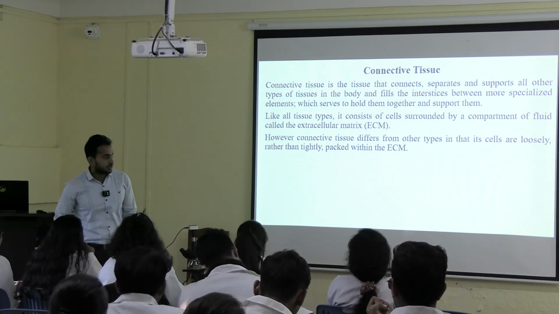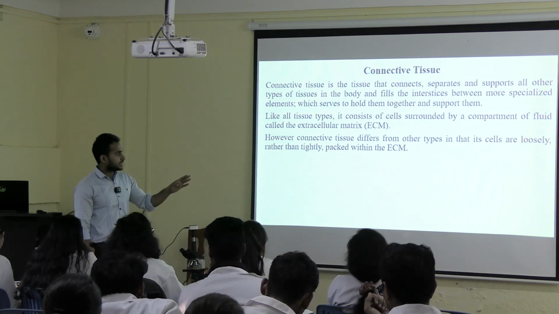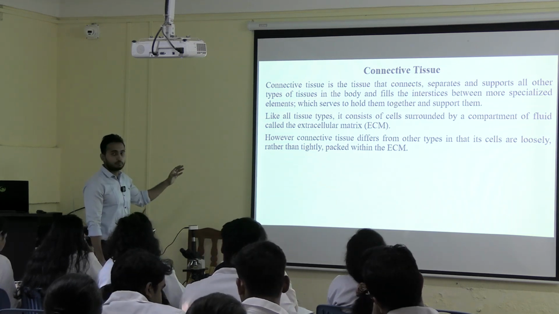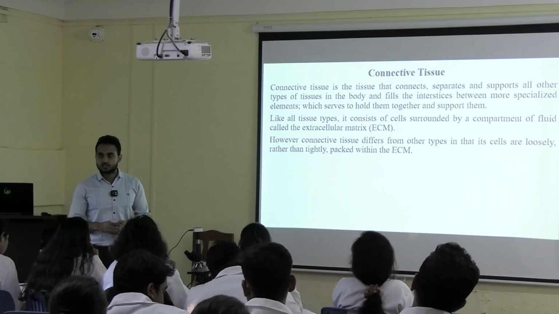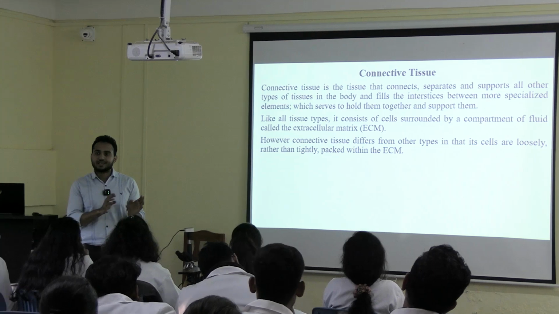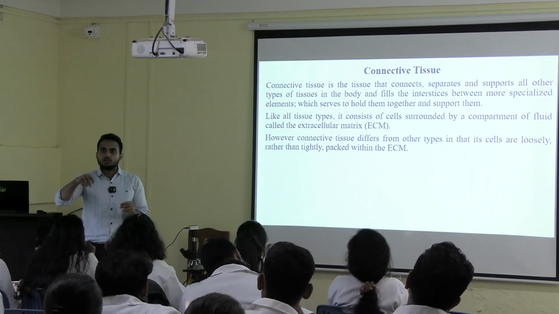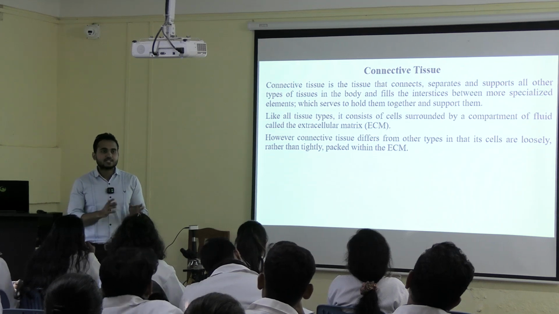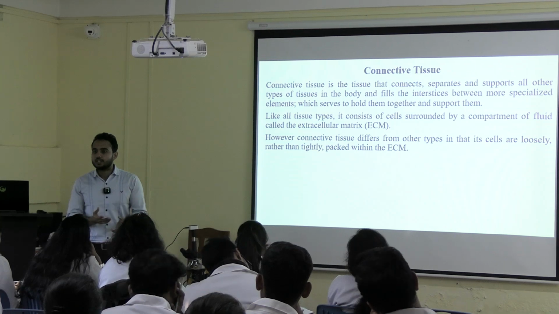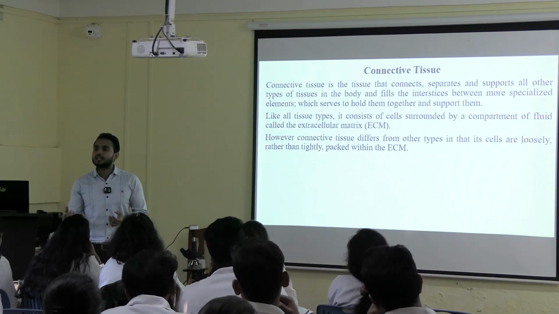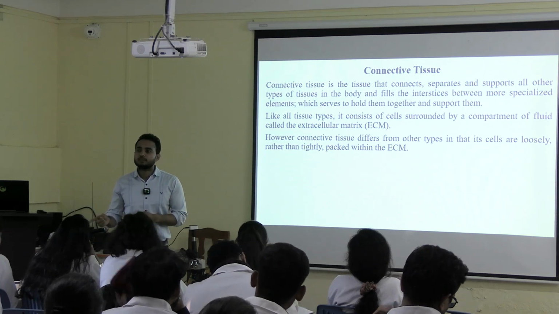substance. Okay. Next, the connective tissue differs from other types of tissue in that the cells are loosely packed rather than tightly within the extracellular matrix. That means if you see the connective tissue, in that cells are present. Okay. Now you can say in one type cells are floating. Now how are they floating? In a fluid. Now that fluid has gel-like consistency, and that is called ECM, extracellular matrix.